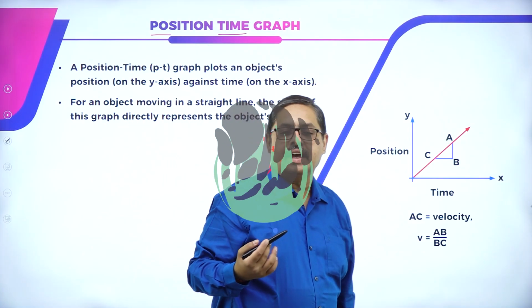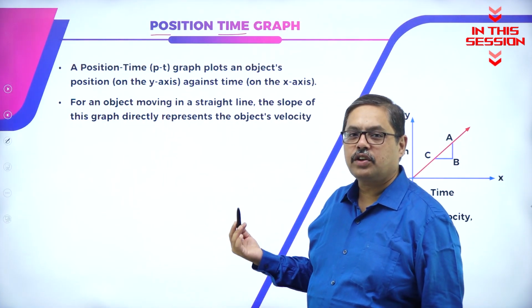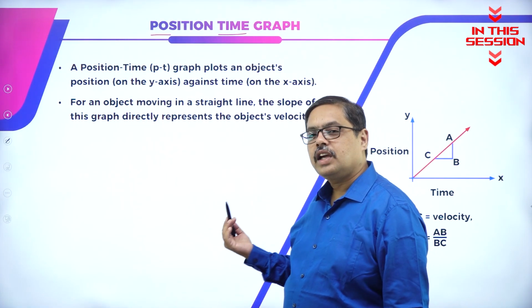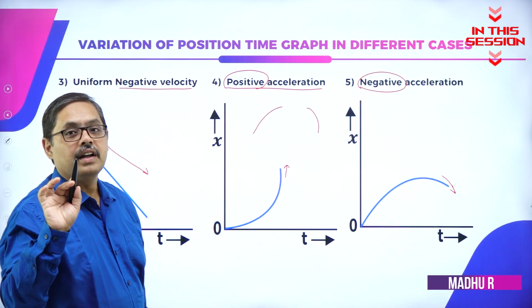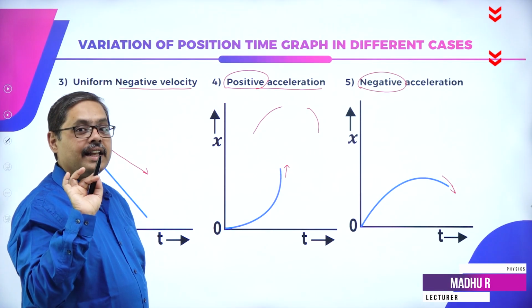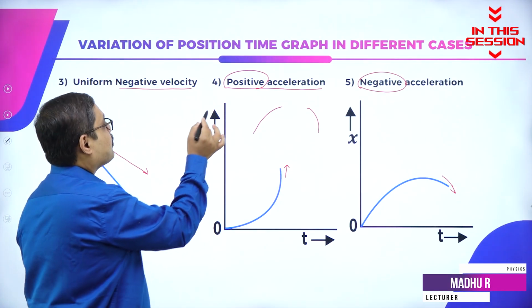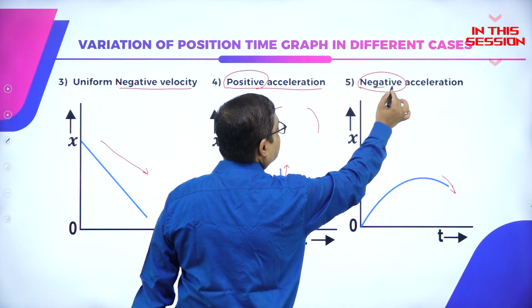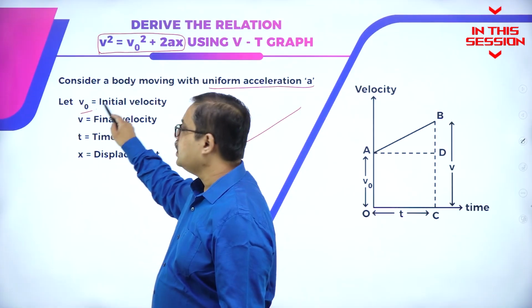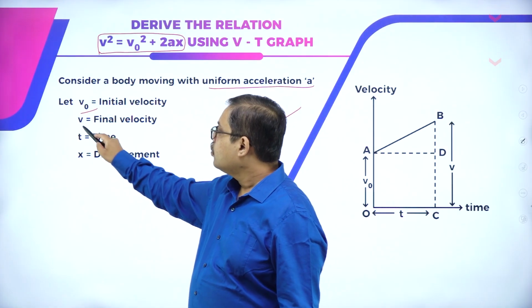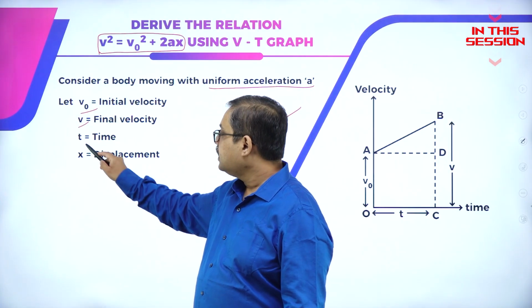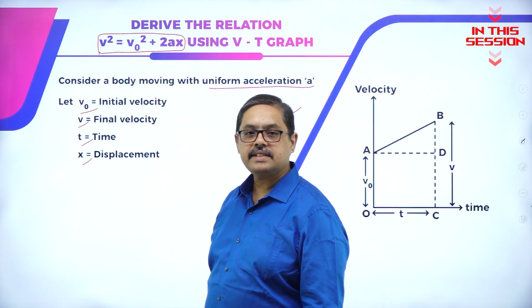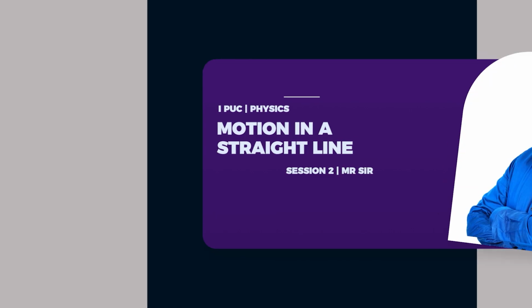Whenever you plot a graph of position of an object or a particle versus time, you can call it a PT graph. Please remember, any curve represents acceleration. If it is pointing upwards, it represents positive acceleration. If it is pointing downwards, it represents negative acceleration. So V0 is initial velocity, V is final velocity, T is time, and X is displacement.